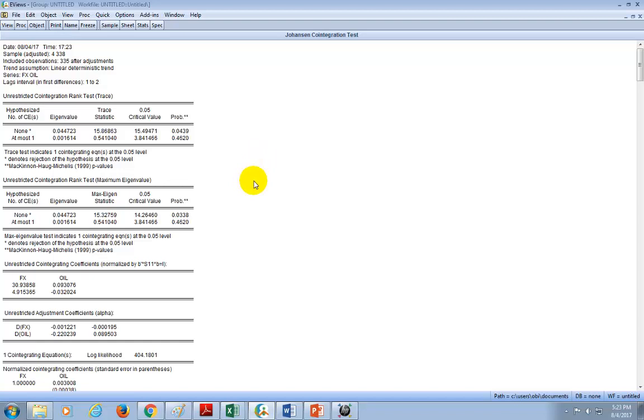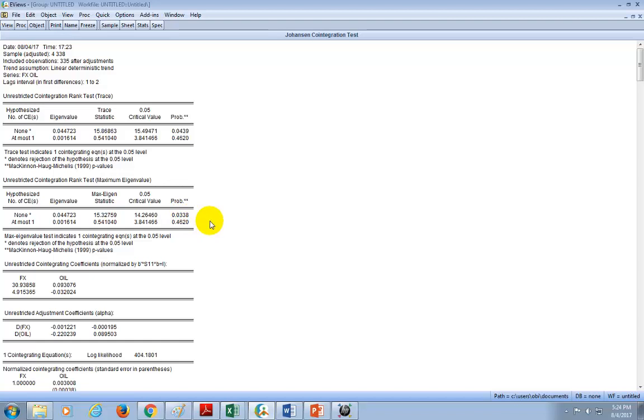Now recall that the null hypothesis is that there is no cointegration between the two series, meaning none. When you look at the unrestricted cointegration rank test right here, which is also called the trace test, you find that this null hypothesis, that there is no cointegration, is definitely rejected at the 5% level. That's the p-value right there. As well, if you go down here, the unrestricted cointegration rank test based on maximum eigenvalue, also called the maximum eigenvalue test, does reject that there is no cointegration at the 5% level, as you can see right there. So these results suggest that we do indeed have a long-run relationship between our two variables, exchange rates and oil price.